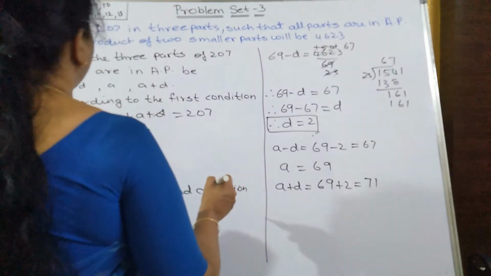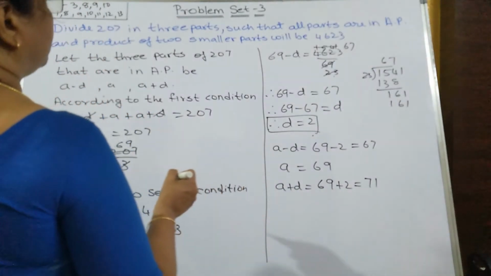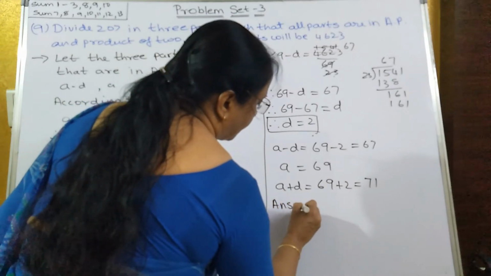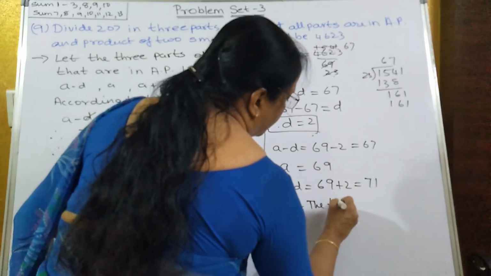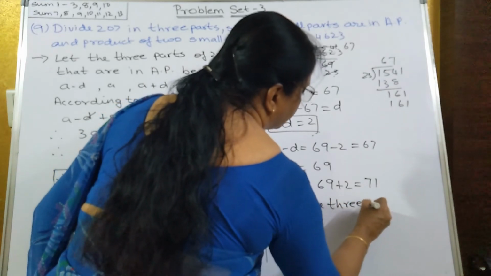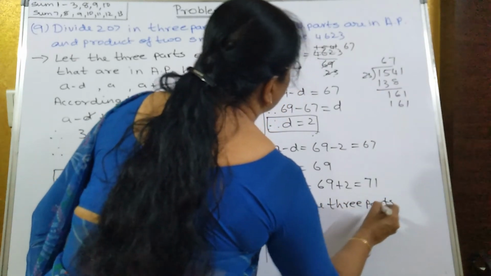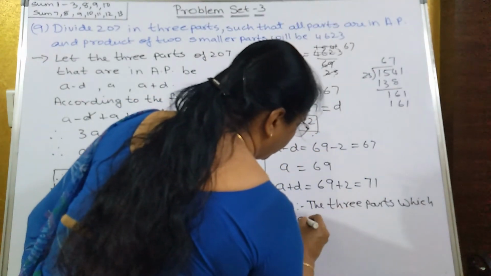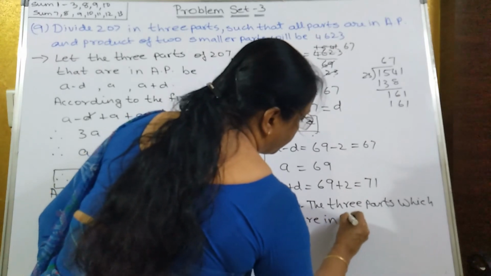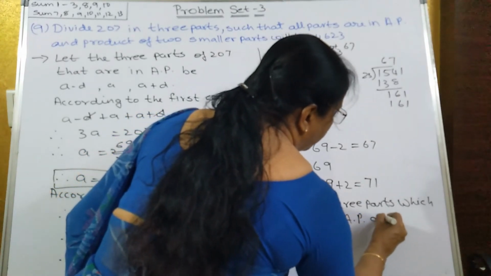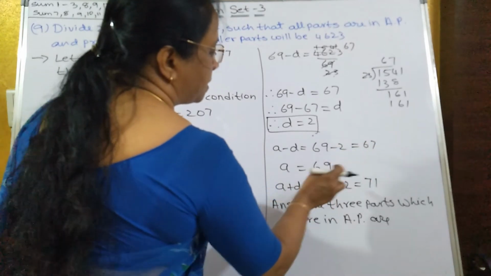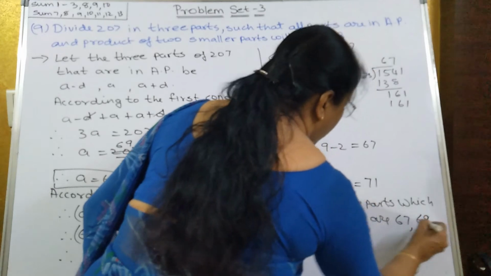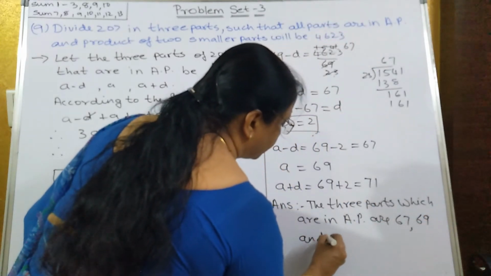So the three parts which are in AP are, what are they? 67, 69 and 71.